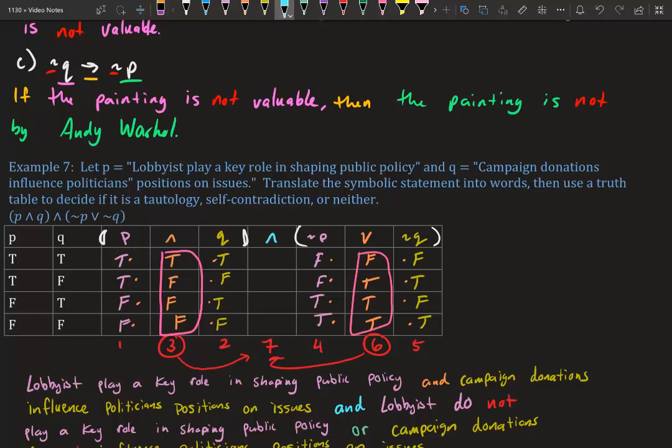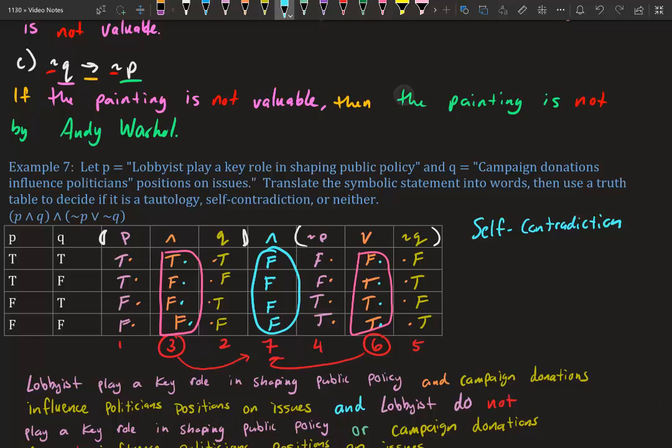Now we're going to be looking at this column and this column to give us our answer. So we have true and false, that's false. We have false and true, that's false. False and true, that's false. False and true, that's false. So since we have all false, that is the opposite of a tautology, it is a self-contradiction. When your answer column is all false, it is a self-contradiction.